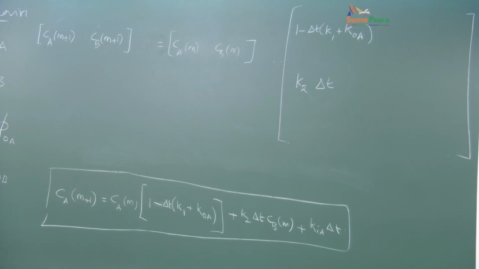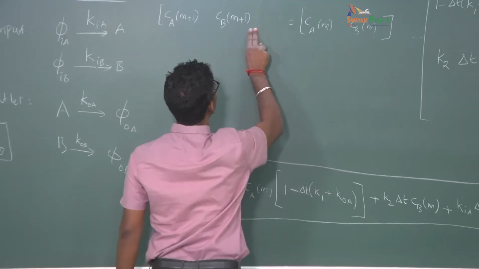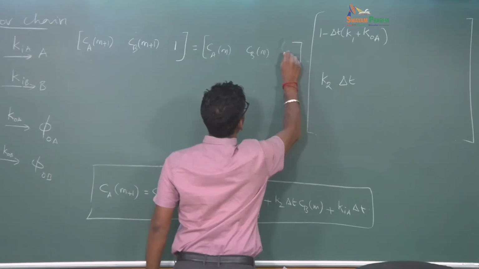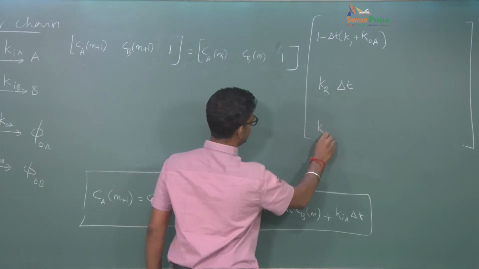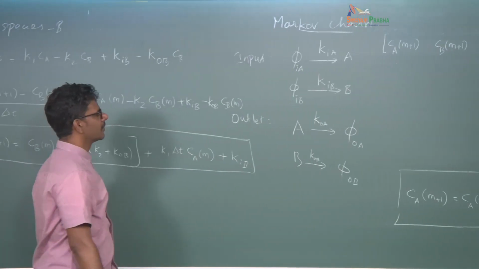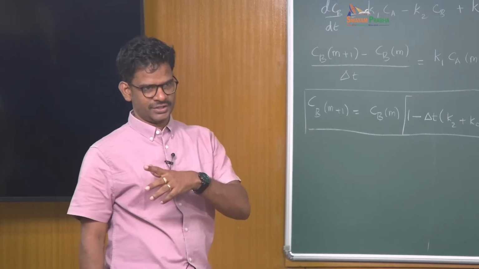So we need to add an additional state to add a constant term. What I'm going to do is add a virtual state of unity. I'll add a one here, and then here this becomes KIA delta T. So we create an artificial or virtual state so that this can be written in matrix form. This is new information. You would have done exactly this even for a batch reactor with a zero order reaction.